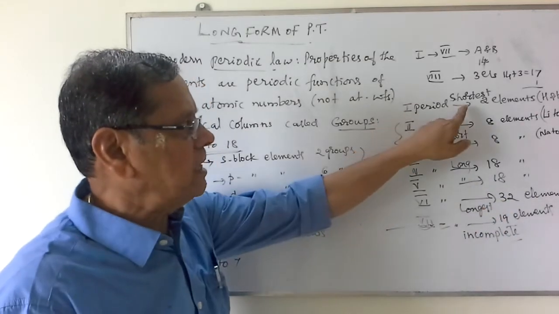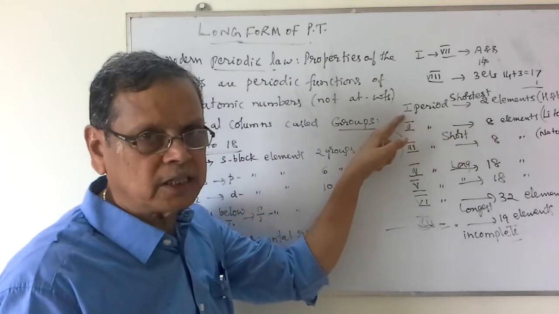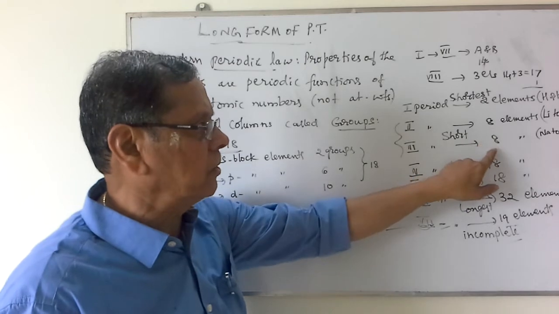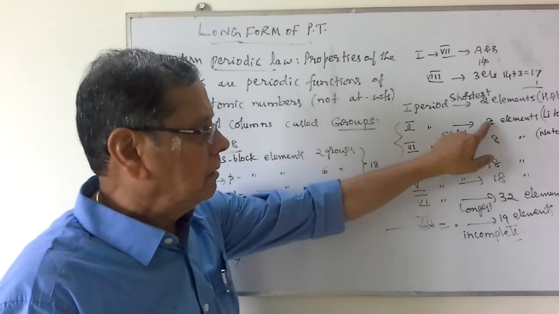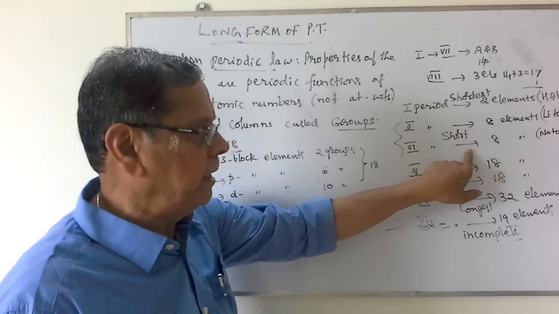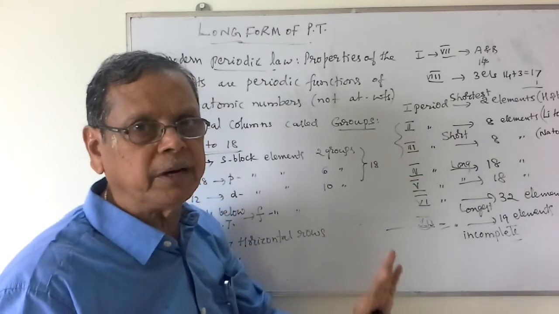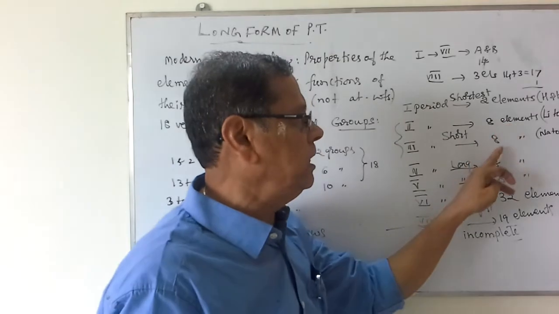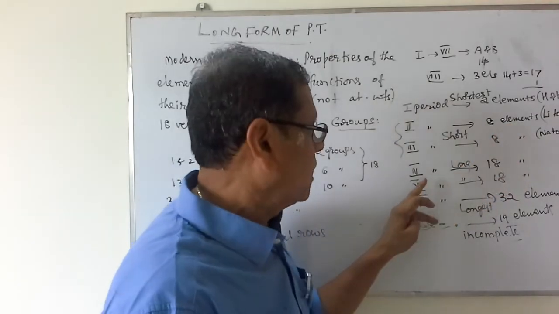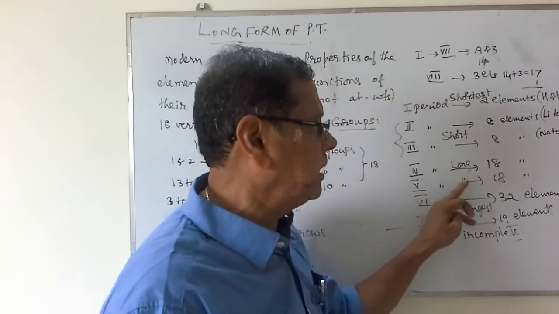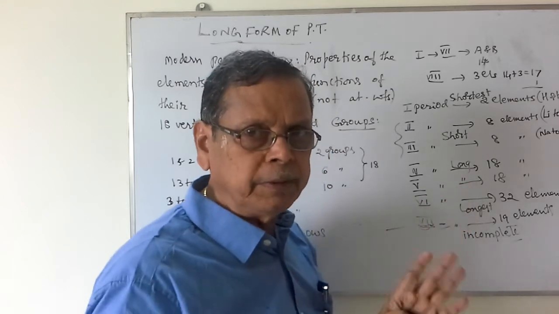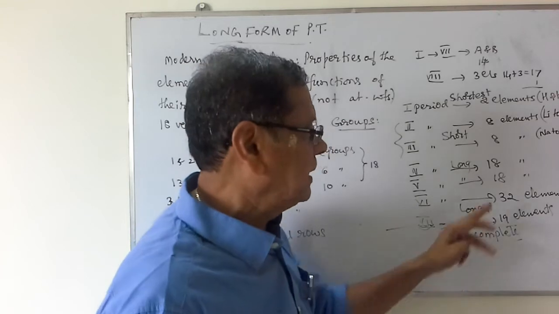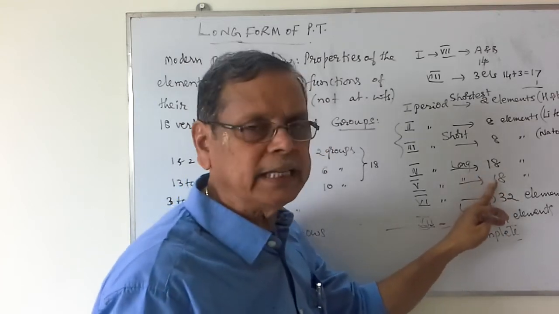The first period, since it has only 2 elements, is called the shortest period. The second period contains 8 elements, and the third period also contains 8 elements. Up to the third period, there is no other element belonging to D and F block. That's why the second and third periods contain only 8 elements each. The fourth and fifth periods contain D block elements. In between S block and P block, there are 10 D block elements, that's why it is 18 and 18.